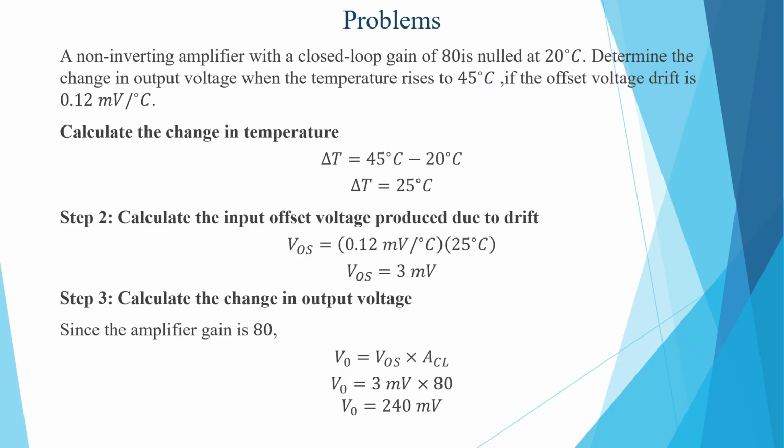The offset voltage drift is given as 0.12 millivolt per degree Celsius. Therefore, the additional input offset voltage generated due to temperature rise is VOS equal to 0.12 into 25, which is equal to 3 millivolt. Since the amplifier gain is 80, this offset voltage is amplified at the output. Vout equal to VOS into ACL, which is equal to 3 into 80, which is equal to 240 millivolt. Thus the output voltage changes by 240 millivolt due to temperature drift.